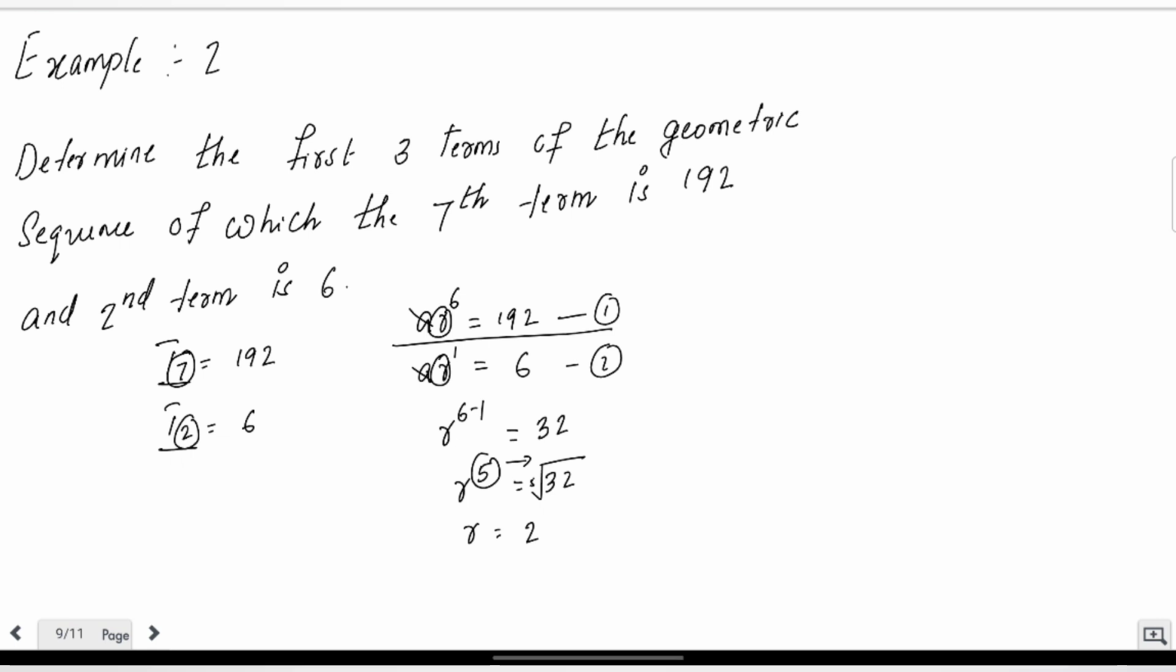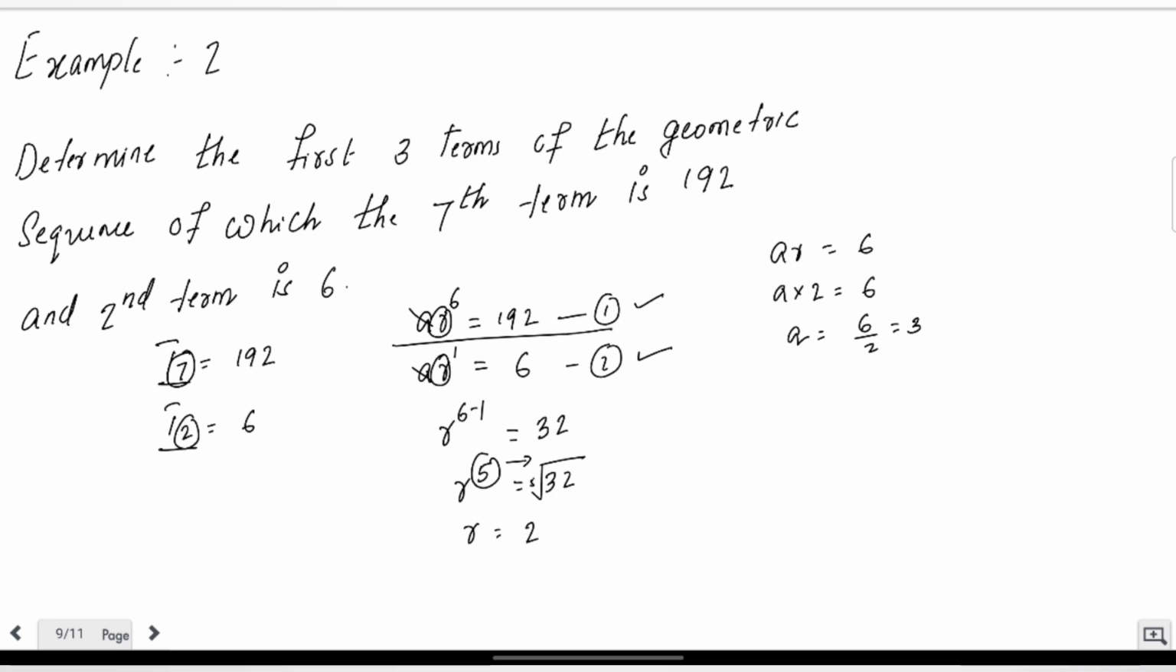Now we can substitute r either here or here to find a. I'm using the simplest one, that is a r is equal to 6. That is a times r, we got it already, that is 2, is equal to 6. Therefore a is equal to 6 divided by 2, the answer is 3. Is it clear? So we got the first term is 3 and the common ratio is r.